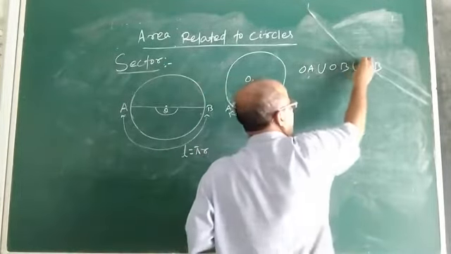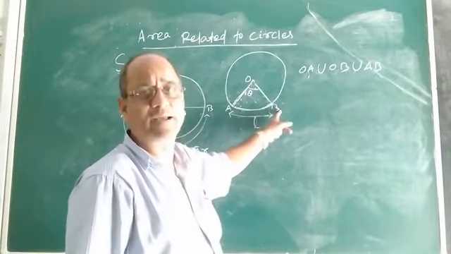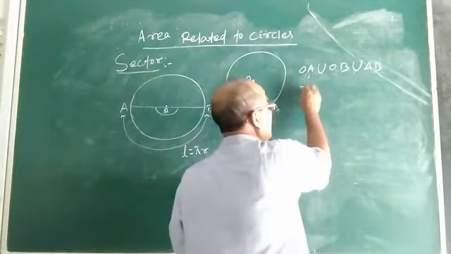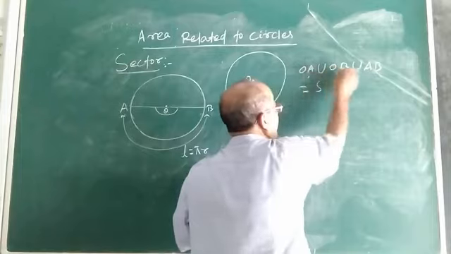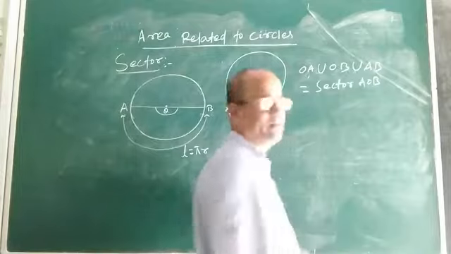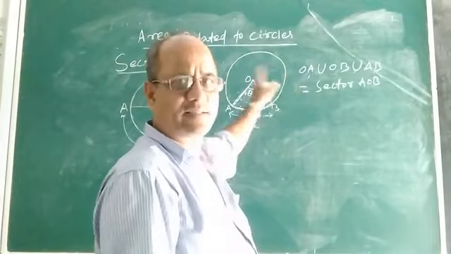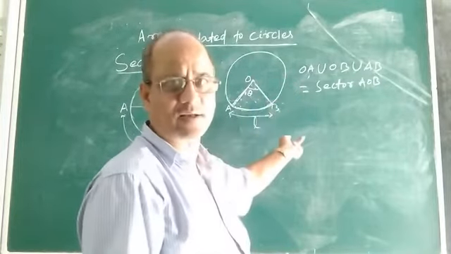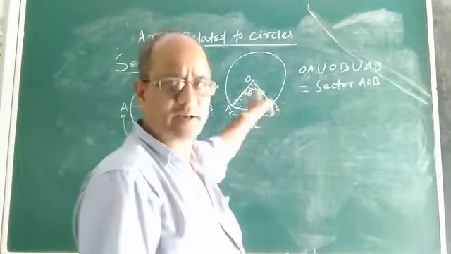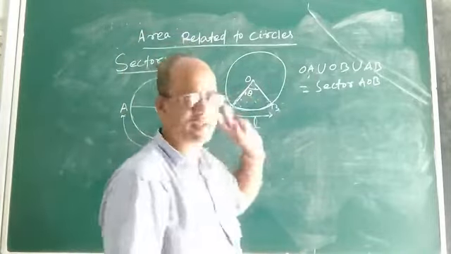if you take the union of these two radii and the minor arc AB, whatever plane figure results is known as a sector. The union of all these three is called a sector. And what is the name of the sector? AOB. So now I hope you understood what a sector is. A sector is a part of the circle which encloses any two radii and one arc. Any two radii and one arc.